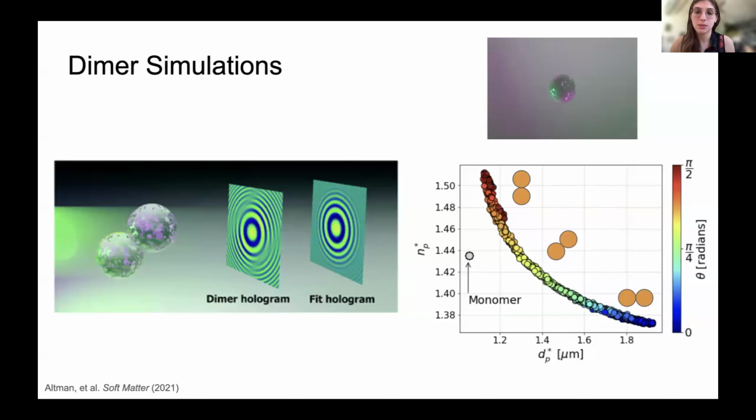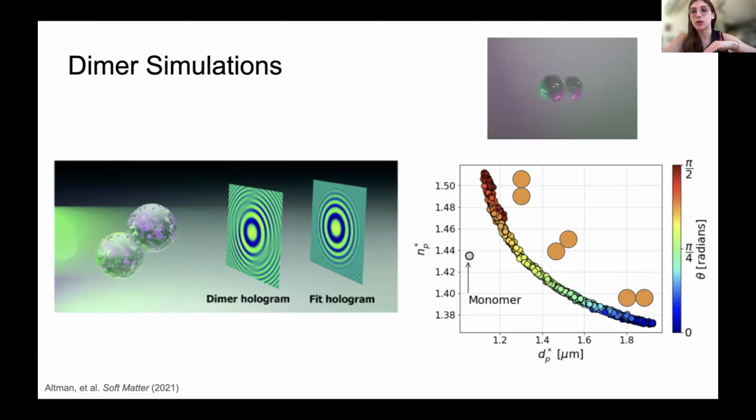So you can see the properties of the monomer as this gray dot here. And then the properties of the dimer are all of these colored dots. And I want to emphasize this is one particular dimer with one set of properties. And the only thing that's changing between all of these points here is its axial orientation relative to the imaging plane. So I don't know if you can see me, but the imaging plane is flat like this, and the laser light is coming down into the imaging plane.